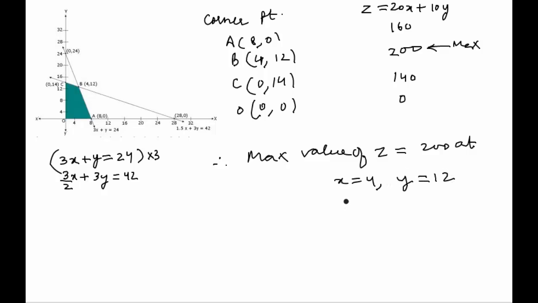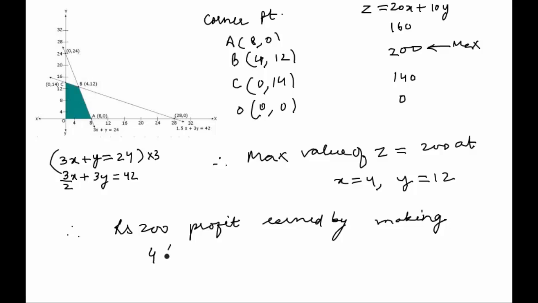Therefore, the factory should manufacture 4 tennis rackets and 12 cricket bats to earn a maximum profit of rupees 200. We should always give the answer in language which is relevant to the question: 4 tennis rackets and 12 cricket bats. So this is the solution to our problem.